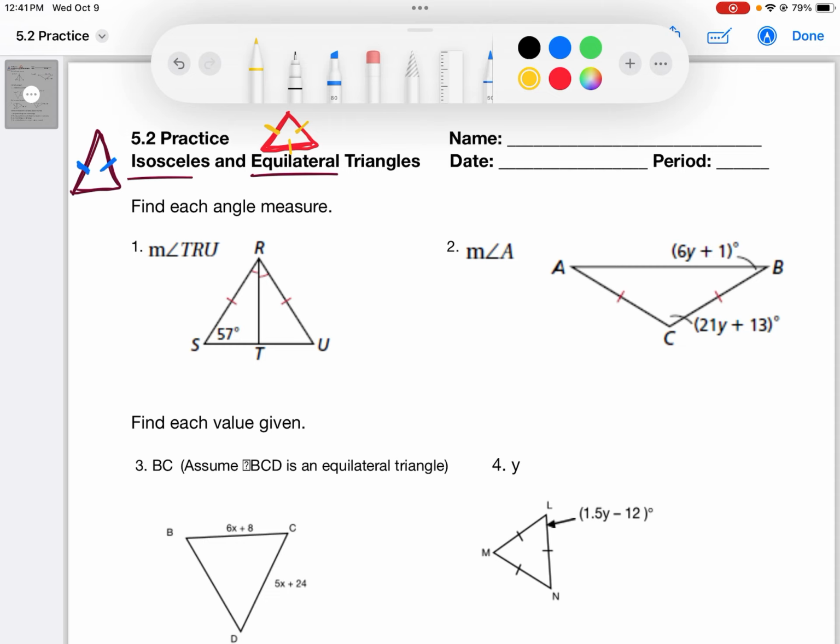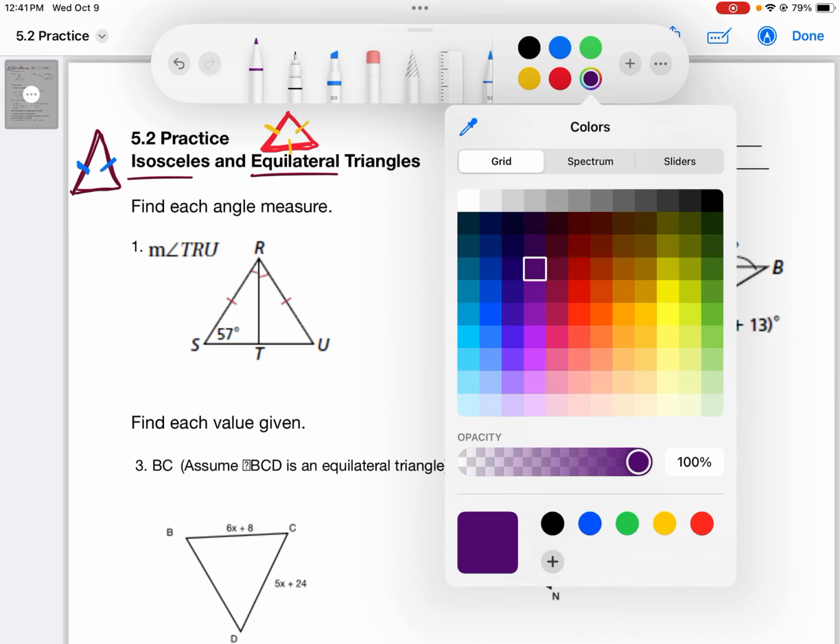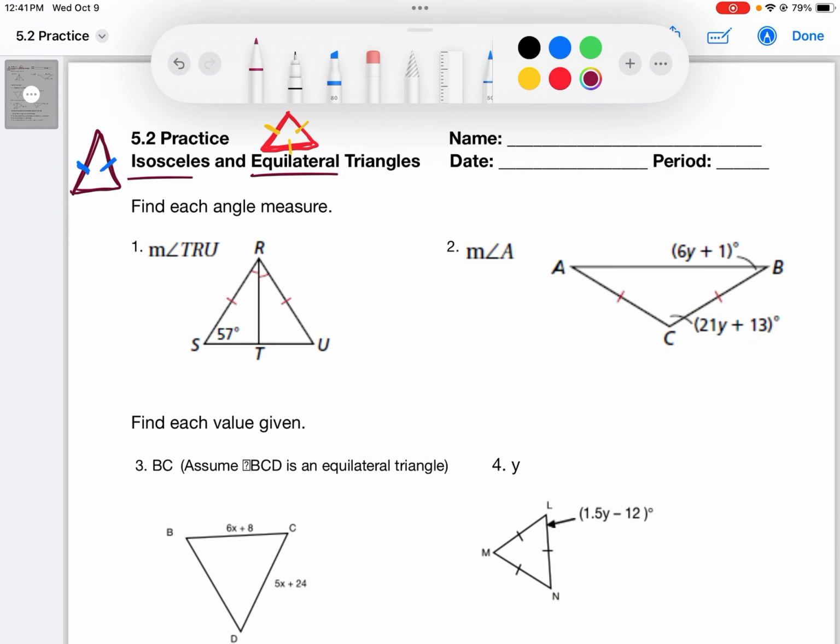So those are the first two types of triangles that we'll be studying, and that knowledge will be helpful for us as we go and solve for some missing variables and angles and lengths and sides and all that stuff. So questions number 1 and 2 ask us to find each angle's measure. For the first one, it's asking us to find angle TRU. It's this angle right here. We're trying to figure out what the measure of that angle is.